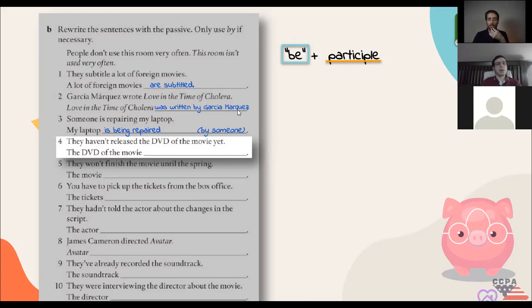They haven't released the DVD of the movie yet. So basically, how are we supposed to present verb be this time around? We're using present perfect, right? So the present perfect is always a combination of have or has plus the participle version. In this case, participle version of be, which is been.